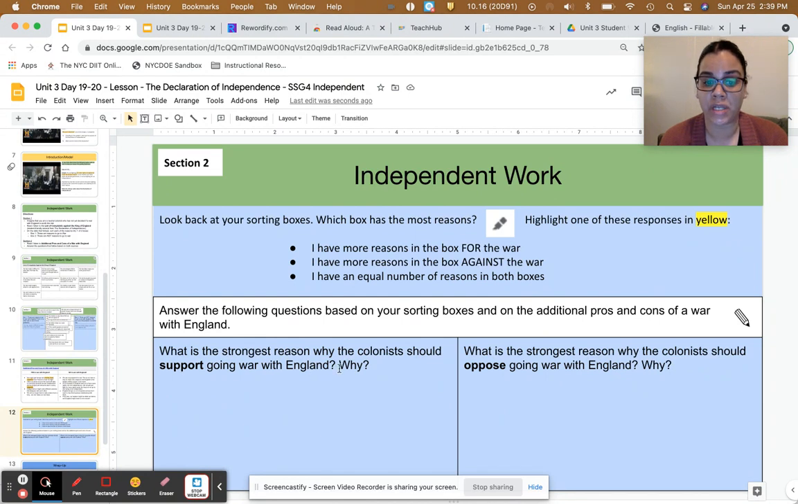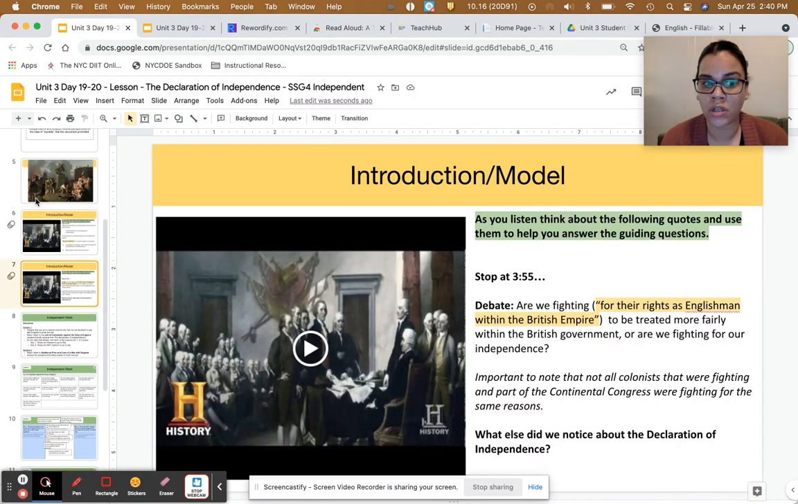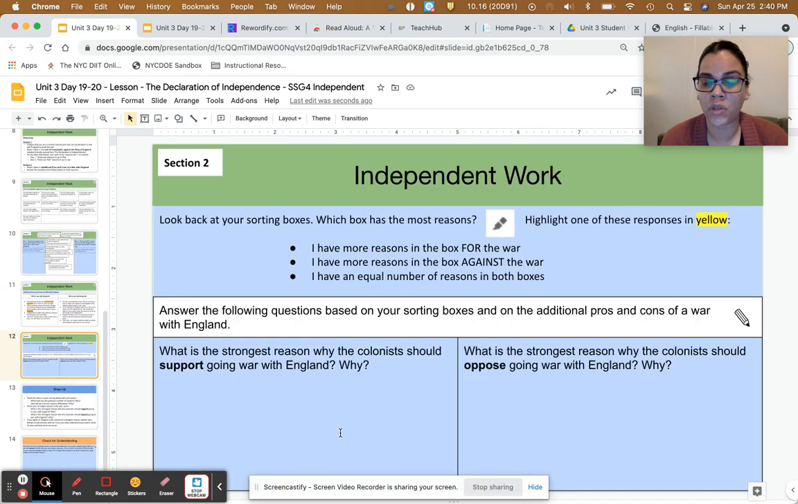What is the strongest reason why the colonists should support, meaning go to war with England, and explain why you think that's the strongest reason? What is the strongest reason why the colonists should oppose, not go to war with England, and why? When you explain why, think back to the videos you saw in the introduction and the images. That information can help you add to your explanation.